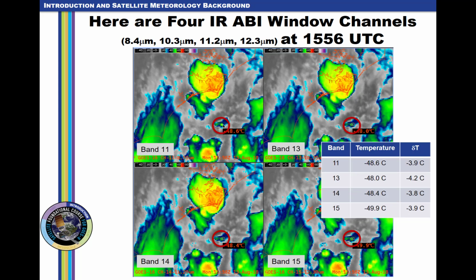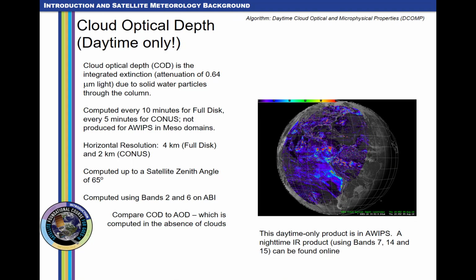This is the same scene, but 1 minute later. Cloud temperatures have cooled. Temperatures in the window channel at cloud top differ by about 2 Kelvin. The delta T values, showing cooling, are fairly similar, within 0.4 Kelvin.